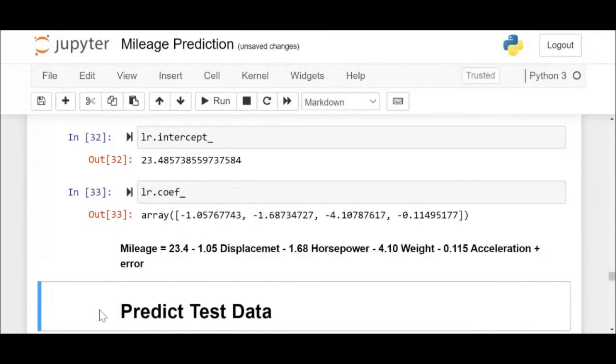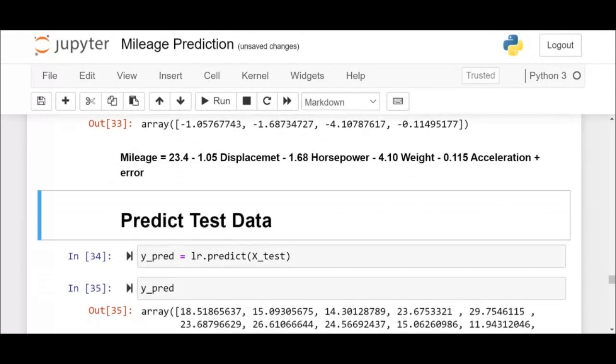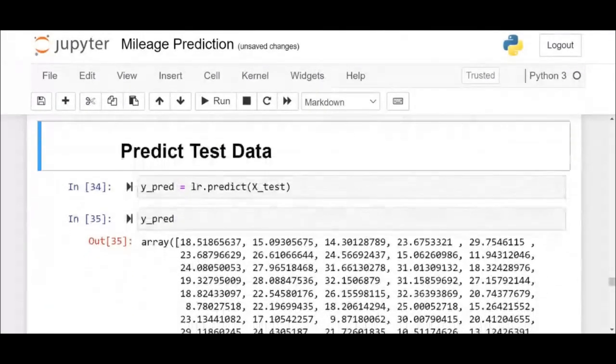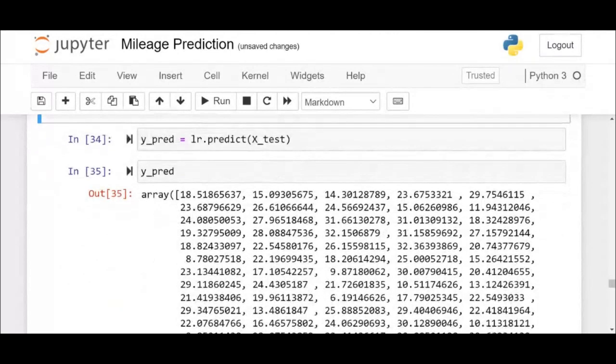So this is our regression equation. What does this mean? Keeping all others constant, a unit change in displacement leads to a decrease in mileage by 1.05 miles per gallon. Then we have predicted using this model, and we got the predicted values.